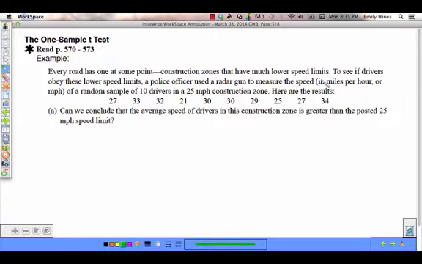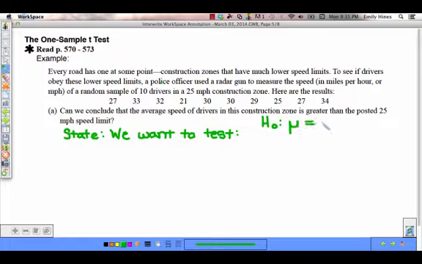So, a couple different things that I can do. One of them is a significance test. So, we're going to state, and you're going to realize that these steps are pretty much the same, and the requirements are pretty much the same as with proportions. We want to test, okay, and we need our hypotheses. Let's let our null be, since we're looking at whether or not they're greater than the posted 25, then no difference would be if the real mean was 25.